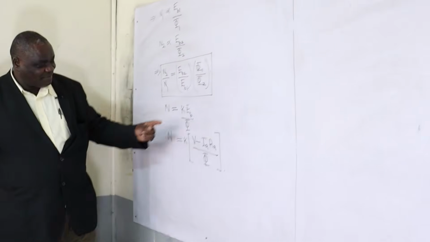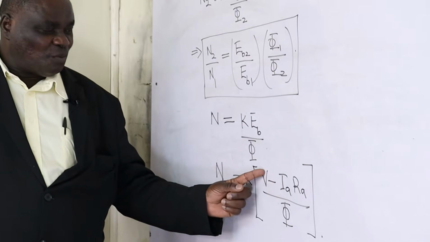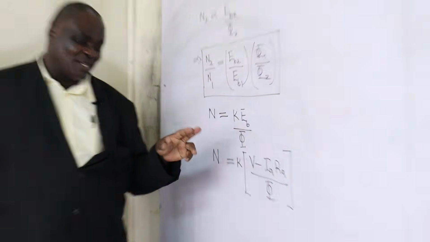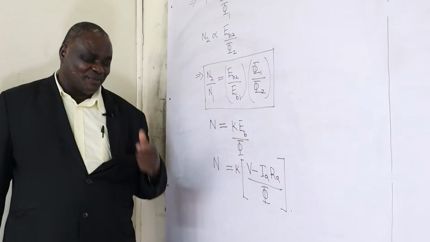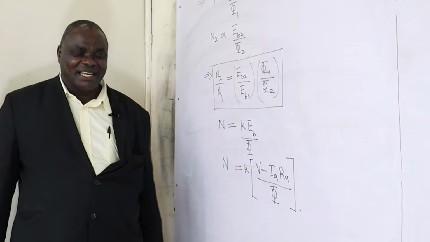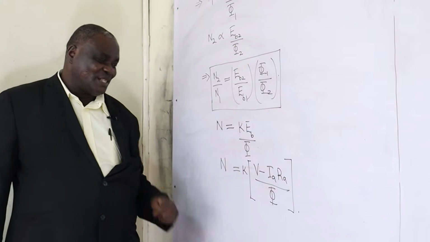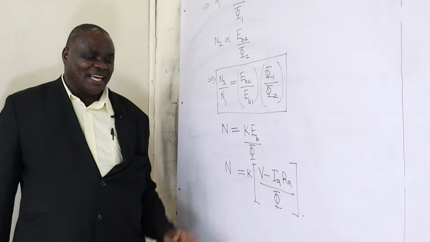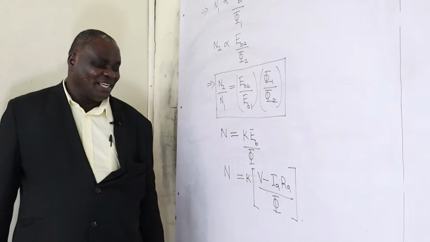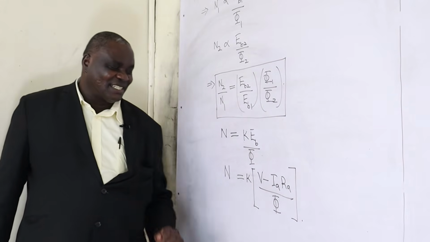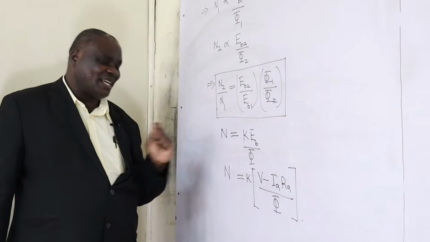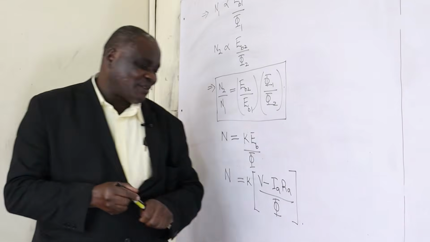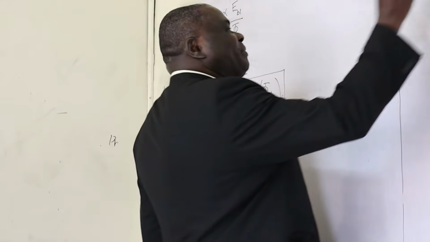So check on this. Now, V is the input voltage to our motor. If you try to vary the input voltage, it will give you a change in speed. If you do something to the armature circuit, then there will also be a change in speed. If you do something on field flux, there will also be a change in speed of that DC motor. Therefore, this brings to us three methods of controlling the speed of a DC motor.